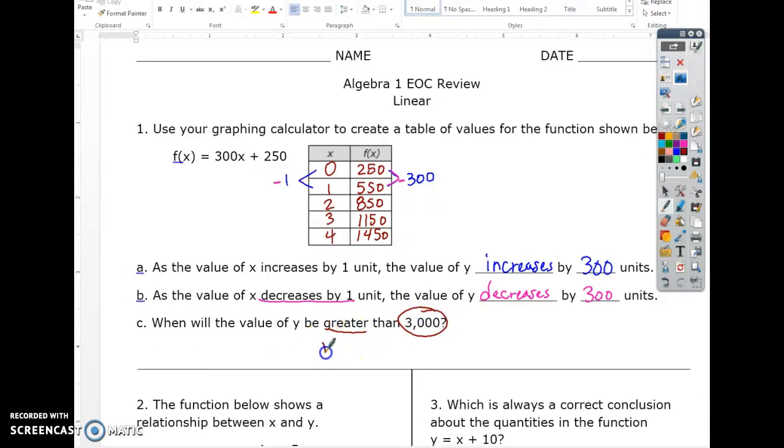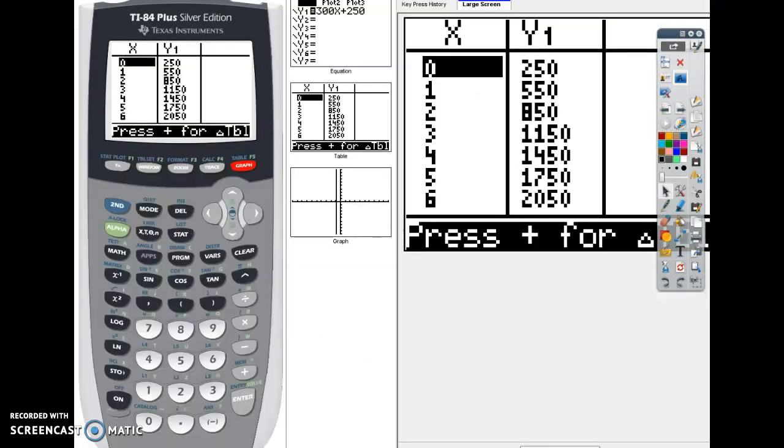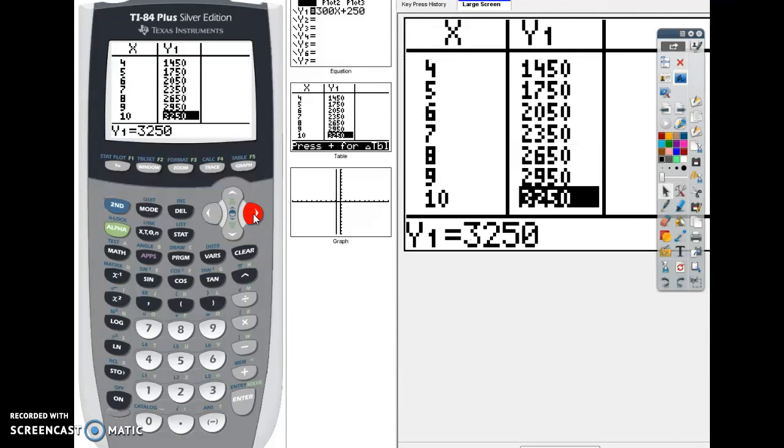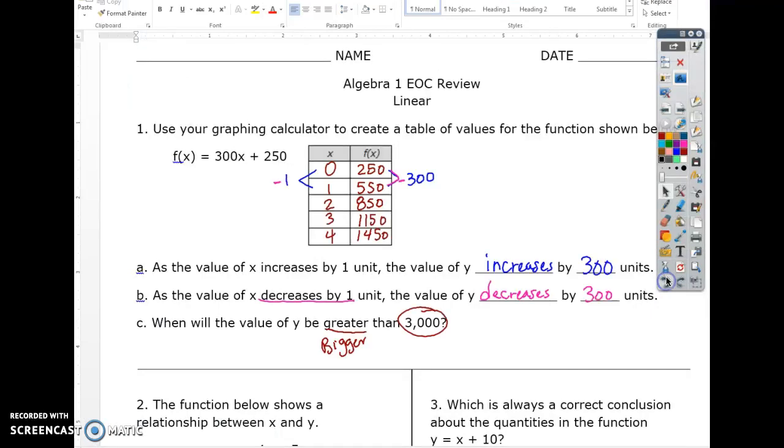And then the next question, when will the value of y be greater than 3,000? Bigger. Okay, bigger than 3,000. So we're going to go to the table. We're going to see when does it get bigger than 3,000. So go down and look, when does it get bigger than 3,000? Right here. This is bigger than 3,000, so that's at 10. X equals 10. Okay, the y will give you 3,250.